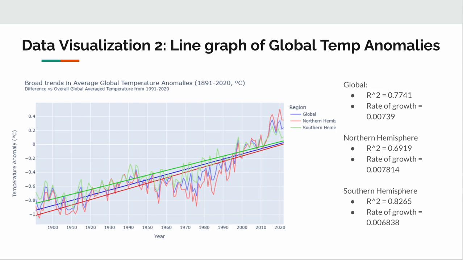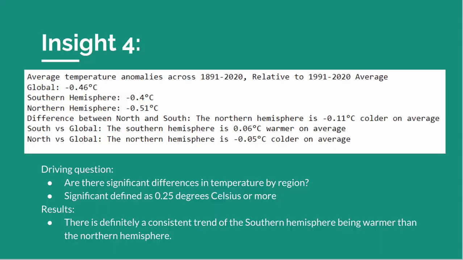Okay, and so here's our data visualization 2. This visual shows the trend of temperature anomalies over the past century and a half. As you can see, all regions of the world, global, southern hemisphere, northern hemisphere, are steadily increasing with high R-squareds and positive rates of growth. And the southern hemisphere, which is shown in the green, is consistently warmer than the north, which led to the driving question for Insight 4.